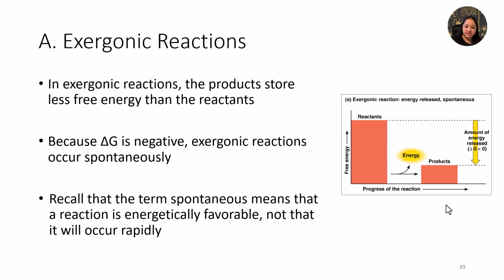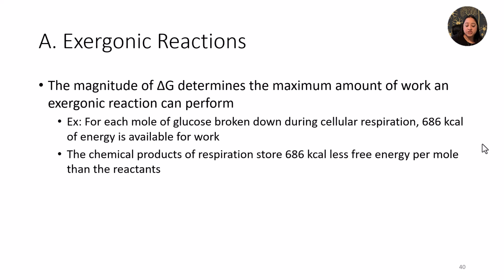So let me go back. This is the beginning amount of free energy in the reactants. This is however much was released, and then how much is stored in the products. That difference is the change in free energy. Usually that's going to be negative because it's going down, right? So the magnitude, how negative it is, is going to help determine how much work that reaction can end up performing if that energy is going to go to something else.